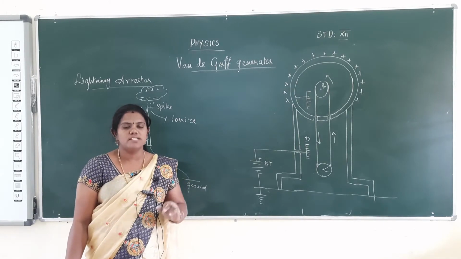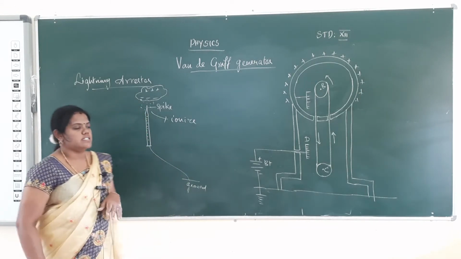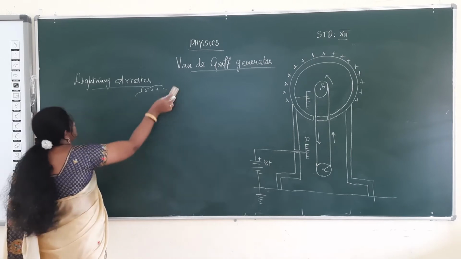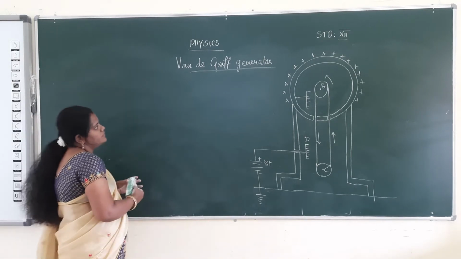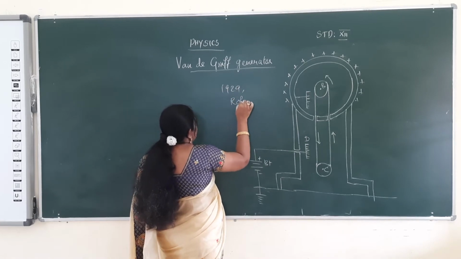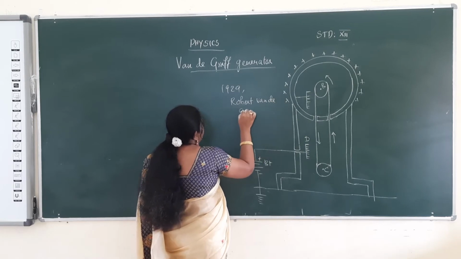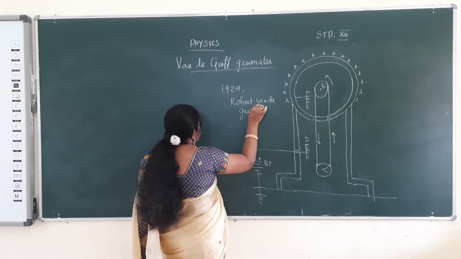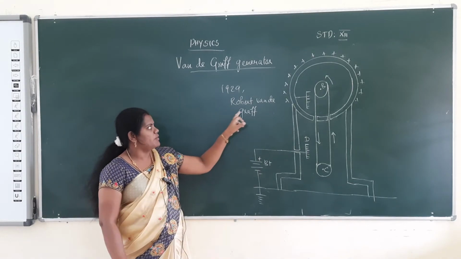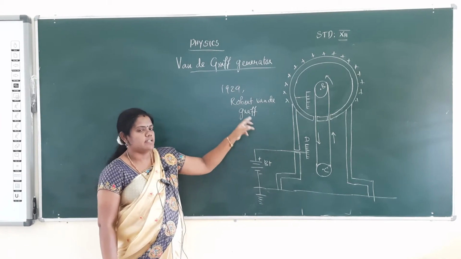Second, action at points. Now the lightning arrestor. Now we will go for the Van de Graaff generator. In 1929 Robert Van de Graaff developed this generator.